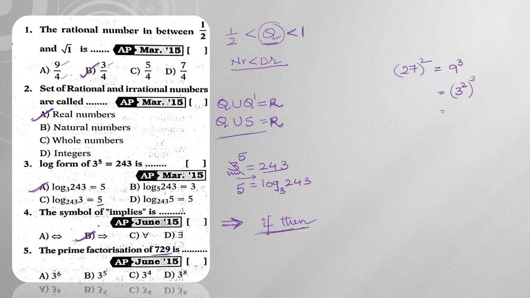So this is in the form of (a^m)^n. So (a^m)^n I can write as a^(m×n), which is nothing but 3^6. Hence the prime factorization of the given number 729 is 3^6. If you want, you can do the actual process of prime factorization. Likewise, you are going to get the same answer.